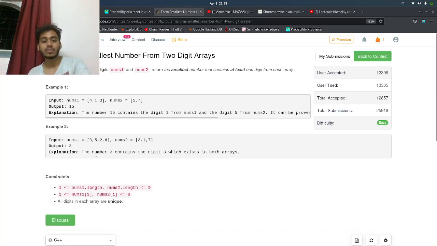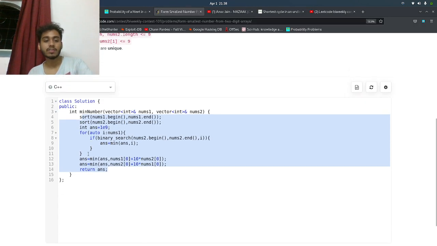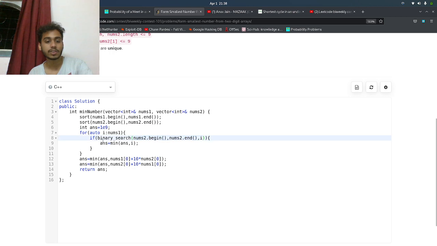Anyways, so that is what I have done. At first I have sorted both, then I have taken an answer to be a very large number. Then I am iterating over nums1 and searching in nums2 if that value is present. If it is present, then I am minimizing the value, and I am also minimizing it by keeping nums1's first value as the unit digit and nums2's first value as the tens digit, and vice versa.